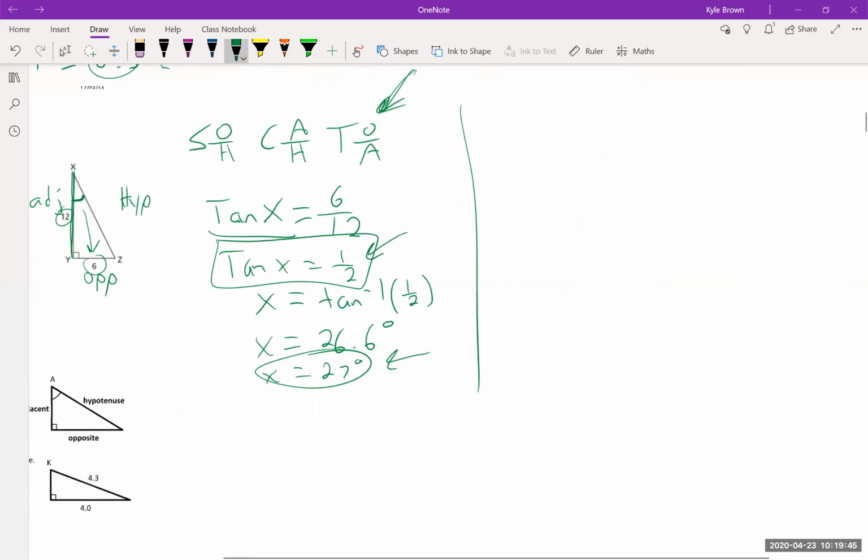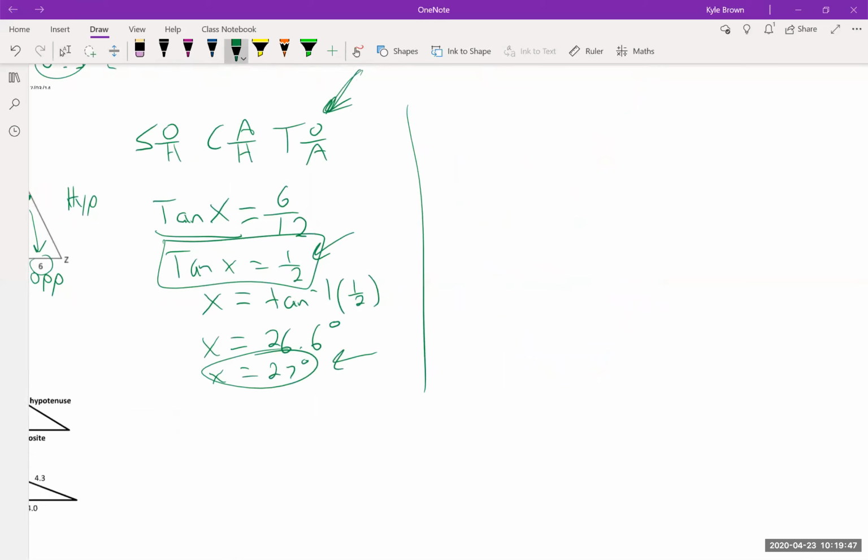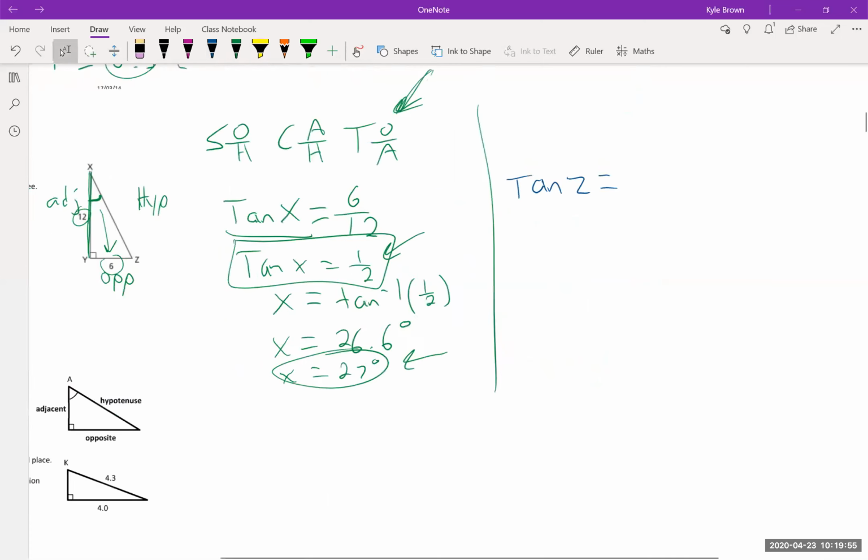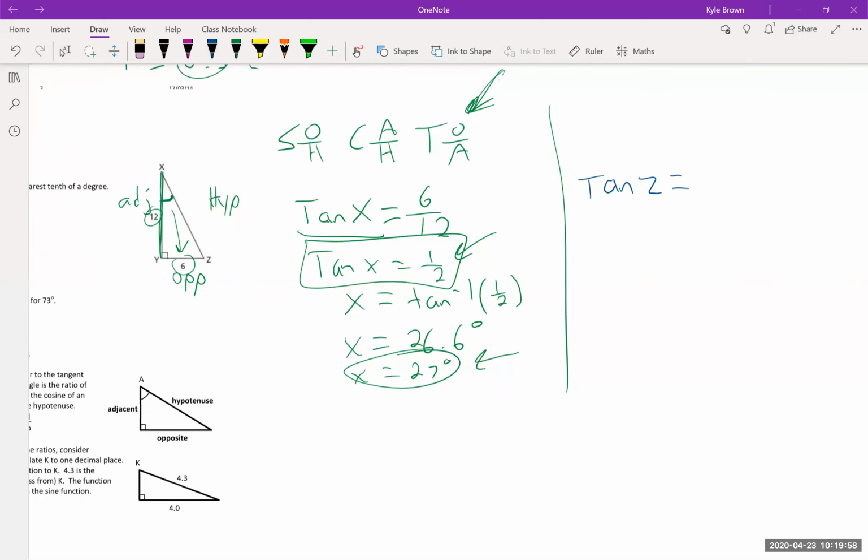Now, if we did it for z, we'd go tan of z is equal to, yeah, the other way around now, right? Because now, if I'm looking at z as my angle, what changes here is this is the opposite side, right? That's on the opposite side of the angle. So that's the opposite, and this is the adjacent.